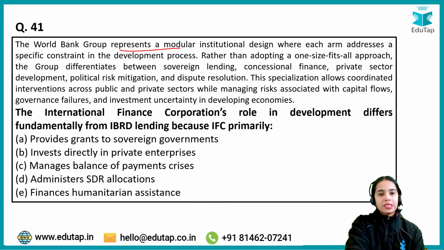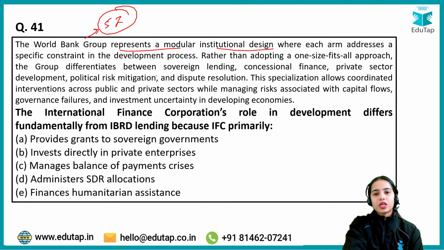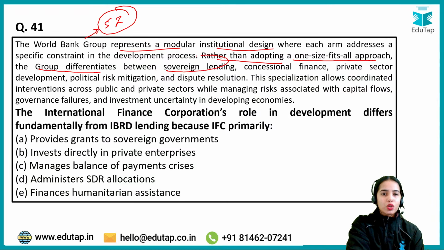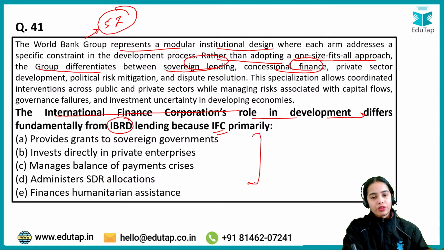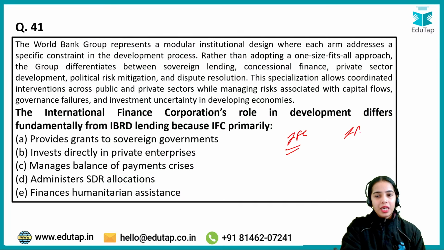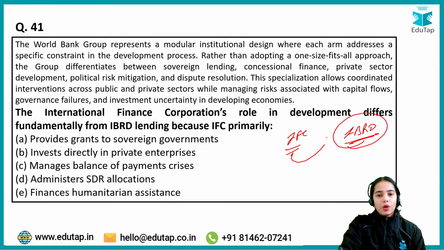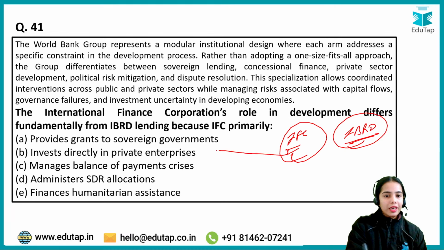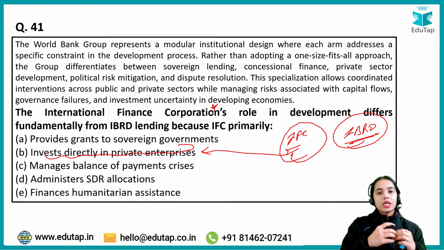Now the World Bank Group represents a modular institutional design. In the World Bank Group, there are 5 institutions doing different functions, and rather than adopting a one-size-fits-all approach, the group differentiates between sovereign lending, concessional finance and such. So the IFC, the International Finance Corporation, differs fundamentally from IBRD lending because IFC primarily focuses on which of the following? IFC is different from IBRD. How is it so? Because IFC focuses on investment in the private enterprises. The International Finance Corporation focuses on the growth of private enterprises in different countries. Okay, so B is the answer.